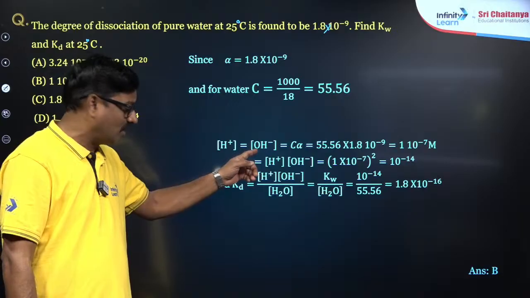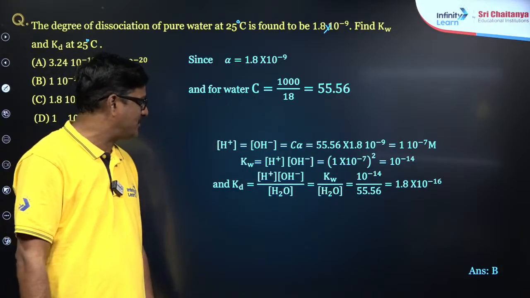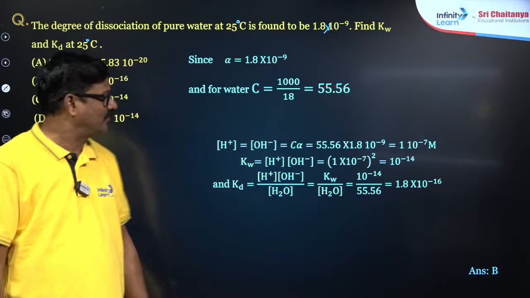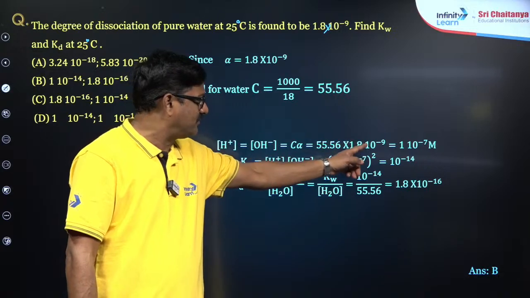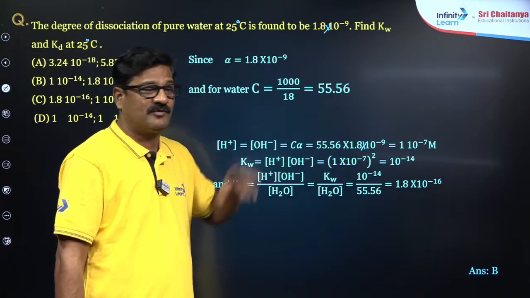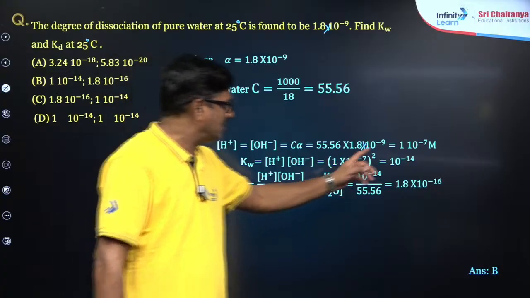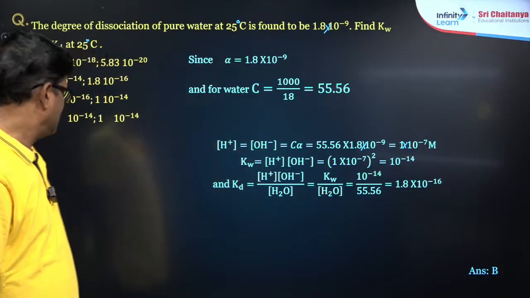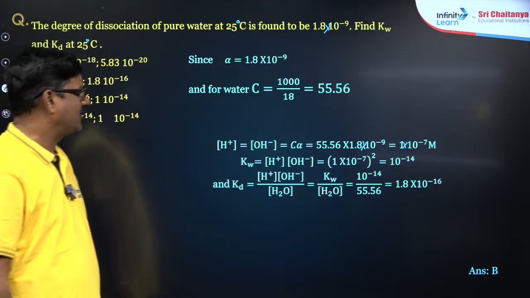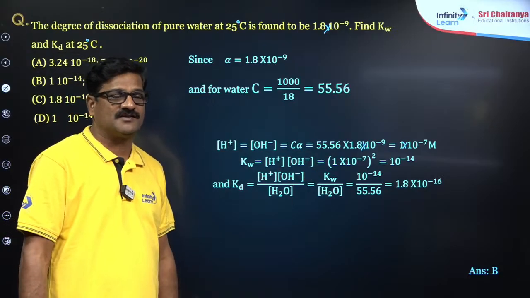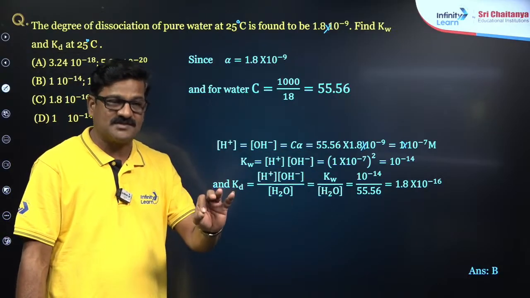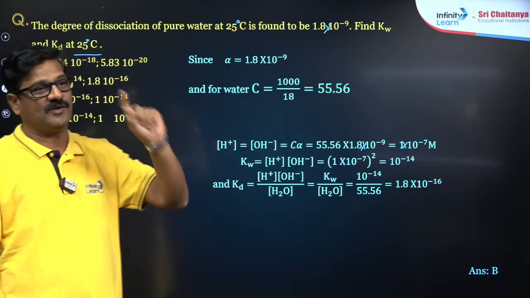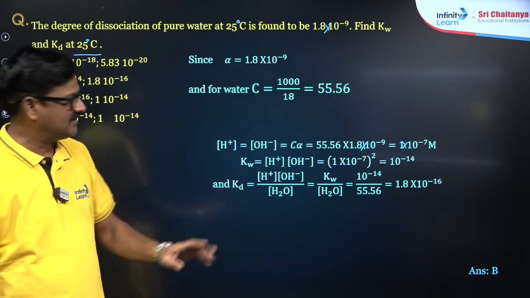Water is neutral, so H plus is going to be equal to OH minus. So C alpha, C is going to be 55.55 into 10 to the power of minus 9 times 1.8, so you are going to get 1 into 10 to the power of minus 7, right? So Kw you can get from here. Directly it is equated to 10 to the power of minus 14. Okay, so this is at constant temperature 25 degrees centigrade. Ionic product constant of water is 1 into 10 to the power of minus 14.